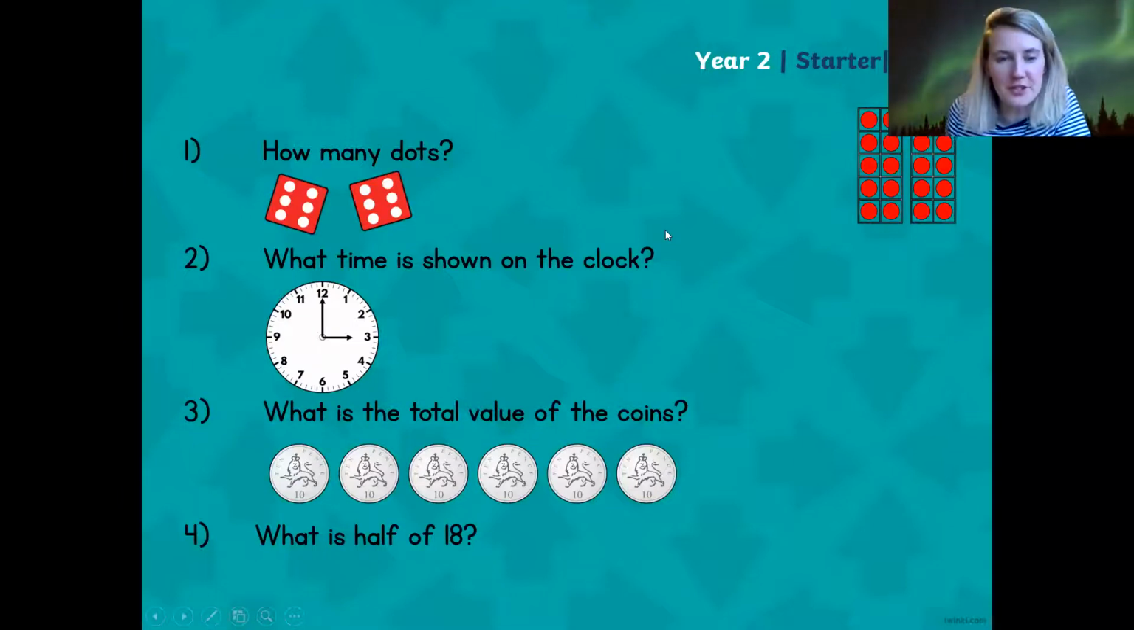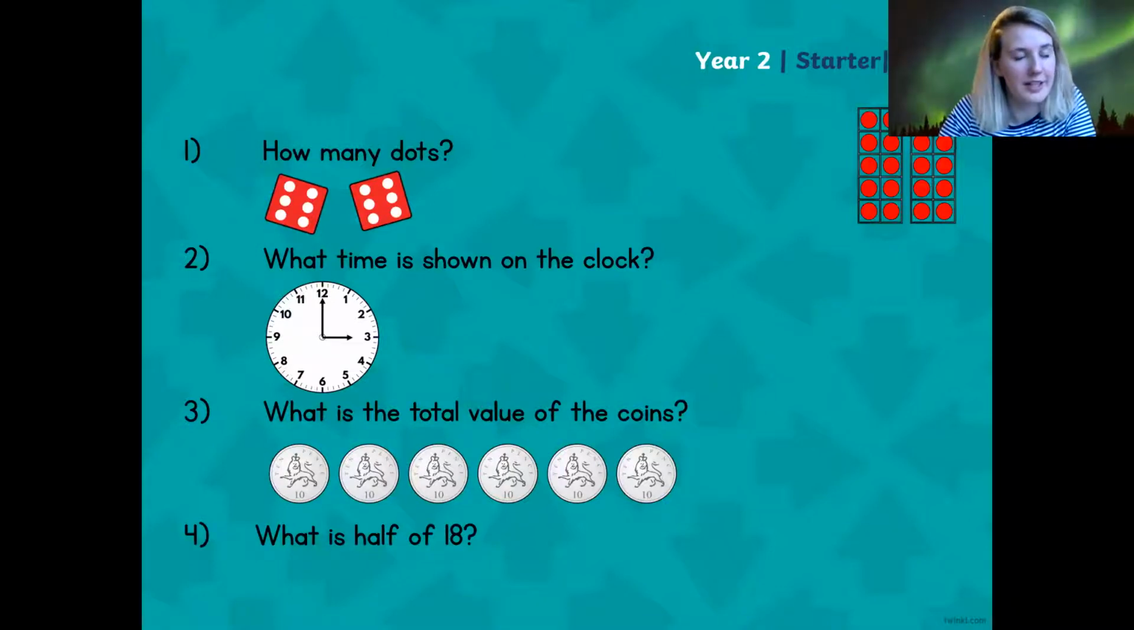Now, first thing I want you to do is make sure that you have a piece of paper or something to note down your ideas, because we're having a little bit of a starter today, which is what we'd usually do in the classroom. We would want you to get thinking and get warmed up, right? So first of all, question one is, how many dots are there? Could you note down on a piece of paper how many dots there are over here and how many dots there are over there? Question two, write down what time is shown on the clock. Got that?